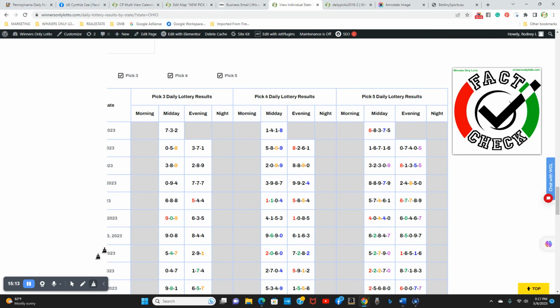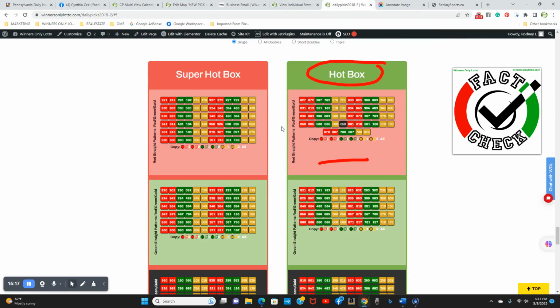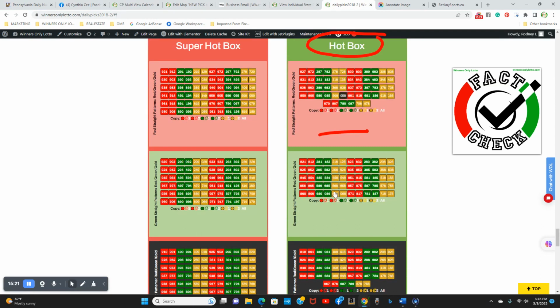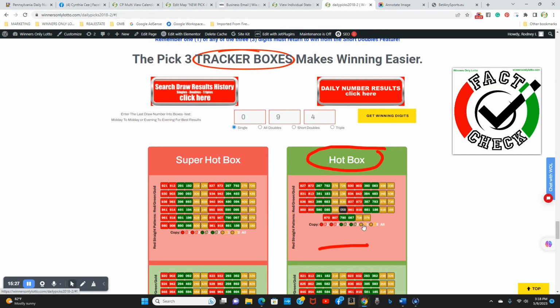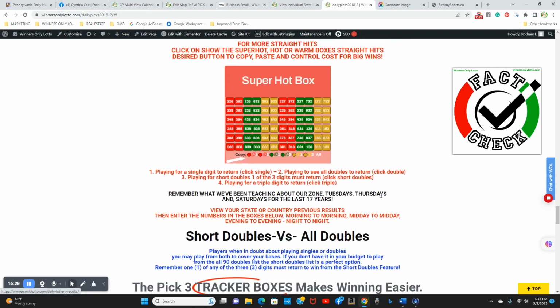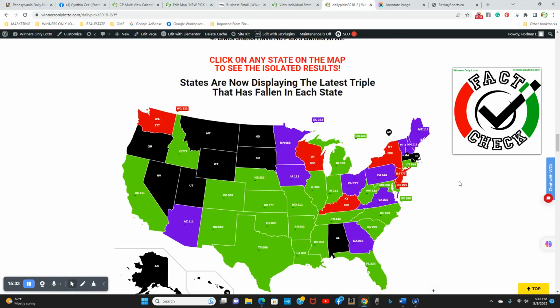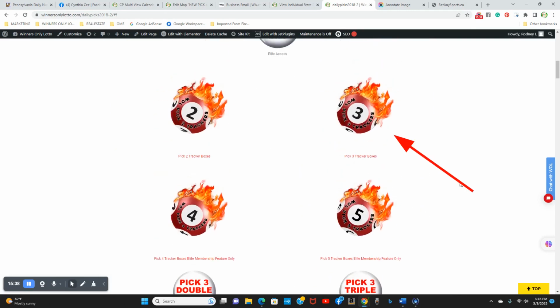Now, last, we talked about the what? Tracker boxes. So out of these hot boxes, you had the red, the green, or the black. Guess what? If I wanted to bet even heavier, I could have looked at the what? The tracker box. It's going to show me what the trend is.